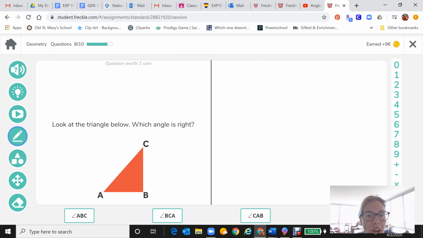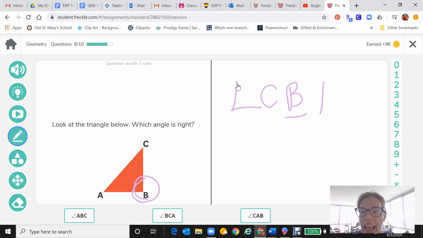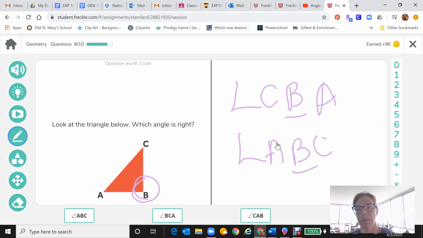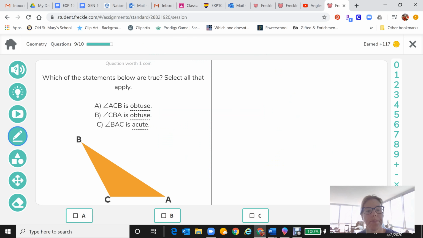Okay, look below at the triangle. Which angle is right? Now remember, I told you guys if you are classifying an angle, the middle of your angle classification would be the angle that you're speaking about. So if I want to talk about the right angle here, I would say angle CBA, or I could also say it the other way, angle ABC. As long as I have B in the center, that tells me that that's the right angle. So I'd click that.